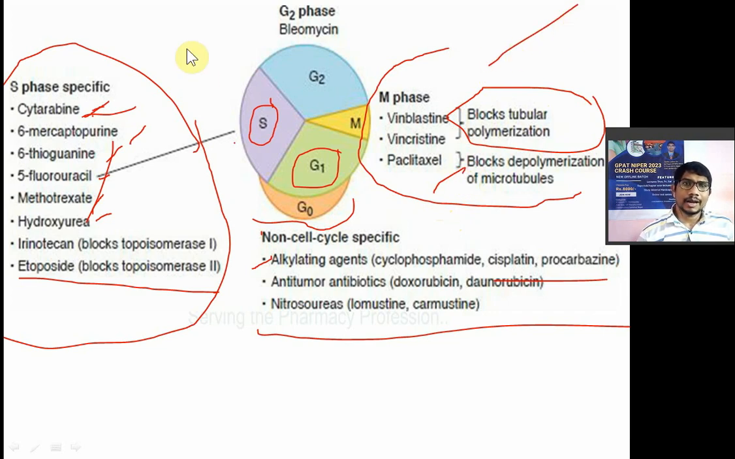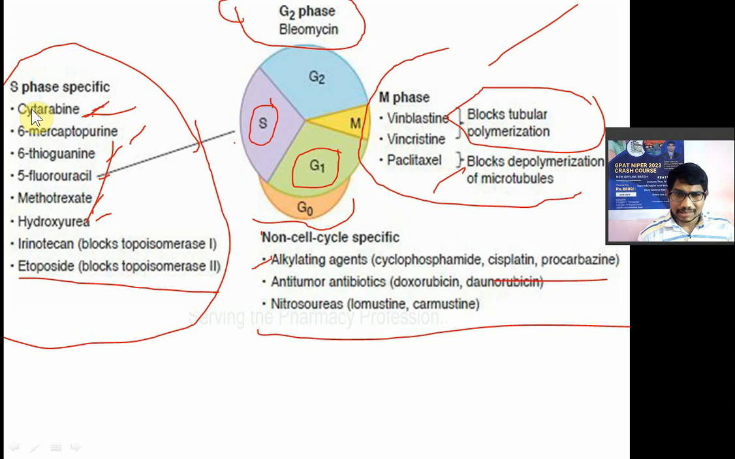Okay, and the drug which affects the G2 phase. G2 phase is known as the post-synthetic phase or post-synthetic modification. So bleomycin will act on the post-synthetic phase. These are the examples of cell cycle non-specific and cell cycle specific drugs. Cell cycle non-specific drugs are alkylating agents, anti-tumor antibiotics and nitrosoureas. Cell cycle specific drugs means they will be active on a particular phase, such as the G1 phase, S phase, G2 phase or M phase.